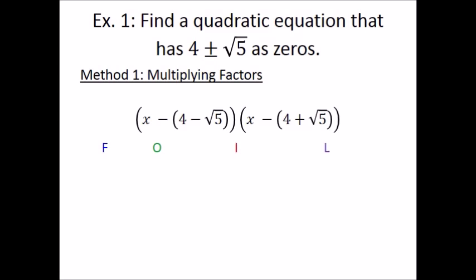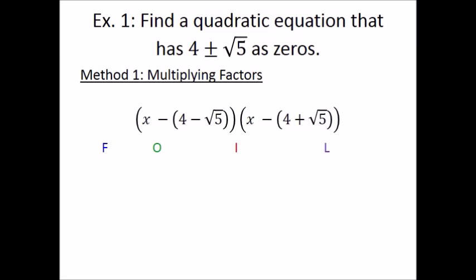Form each factor by writing x minus one of the given zeros. So x minus the quantity 4 minus root 5, and x minus the quantity 4 plus root 5. Next, I'll multiply the factors together using the acronym FOIL.